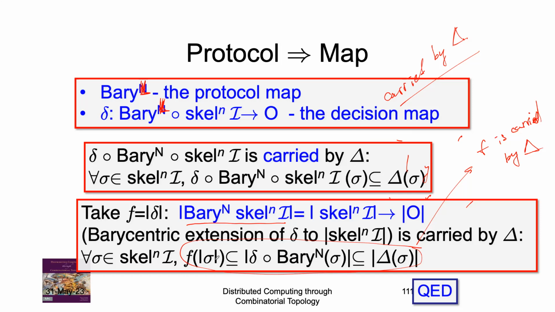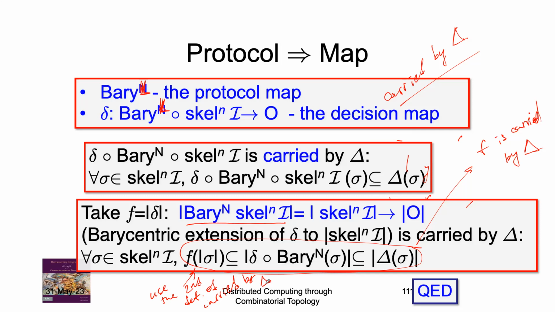Here we use the second definition of carried by delta, and there is a homework exercise showing that the second definition is equivalent to the first one. The first one, defined on the open stars, is more intuitive. The second one is more complicated, but it's easier to use in the proof. Sorry, it's more instrumental. Okay. So far, so good.